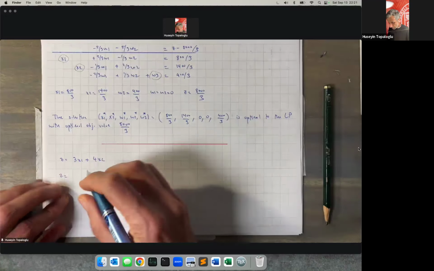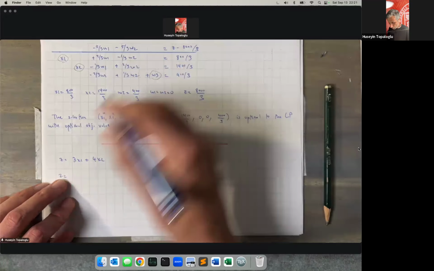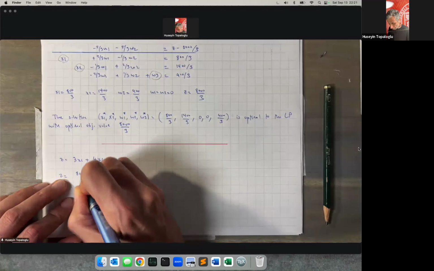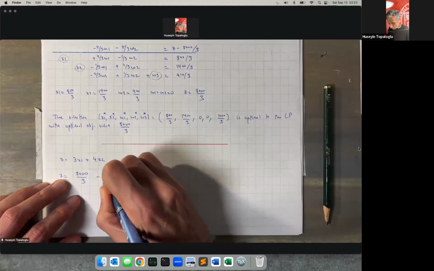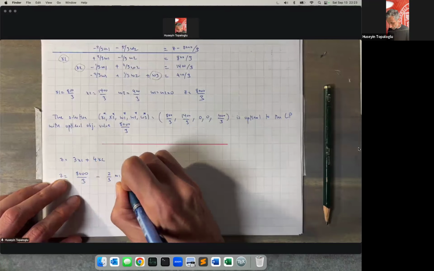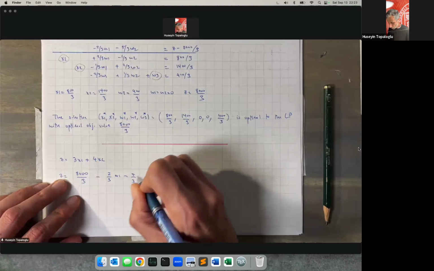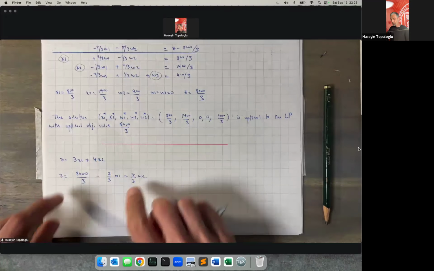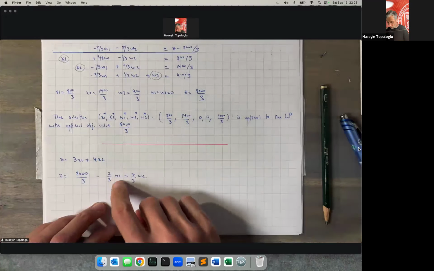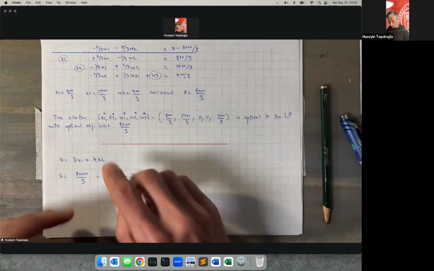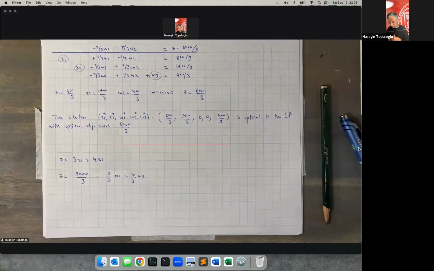The objective function rho that we reached in the last iteration is z equals 8,000 divided by 3 minus 2 over 3 W1 minus 5 over 3 W2, right? This is the objective function rho that we reach at the final iteration. And since this objective function rho is obtained from the first one, they're all equivalent, right?